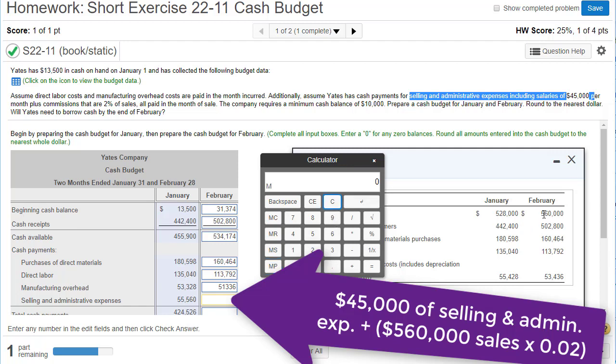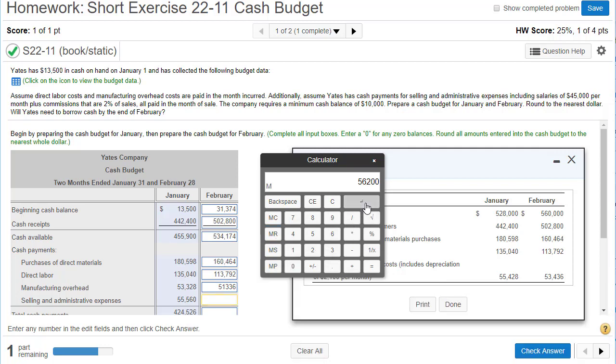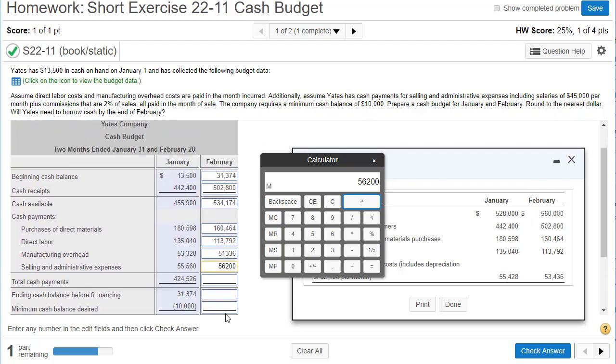Now I want to calculate 2% of 560,000. So 560,000 times 0.02 gives us 11,200. Add that to memory. So in other words, adding it to the 45,000. And if I want to see what's in memory, hit MR, which is memory recall, 56,200. So again, you do not have to use memory. You can just take 45,000 and add 2% of 560,000. So whatever works best for you.